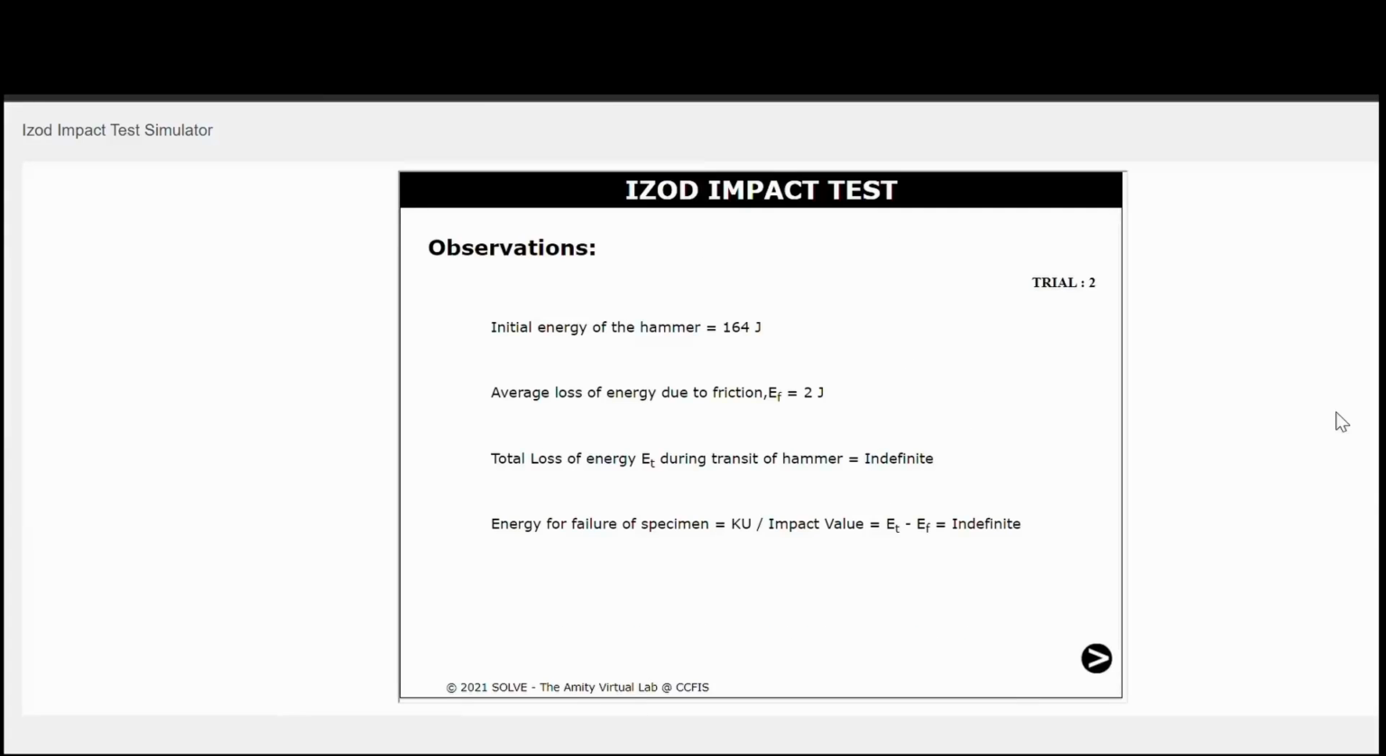Observation for trial 2: initial energy of the hammer 164 joule, average loss of energy due to friction 2 joule, total loss of energy ET during transit of hammer is indefinite. Energy for failure of specimen equals KU over impact value equals indefinite.